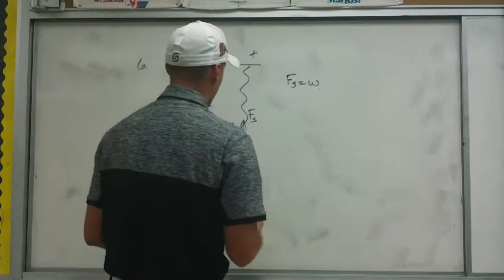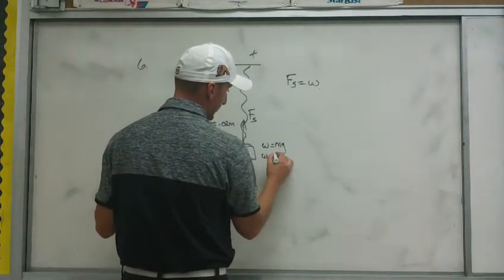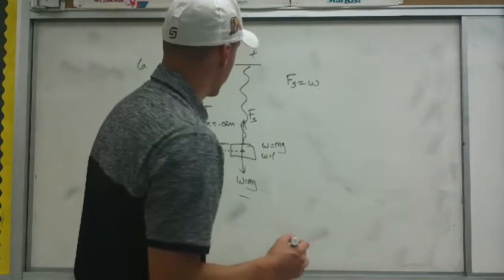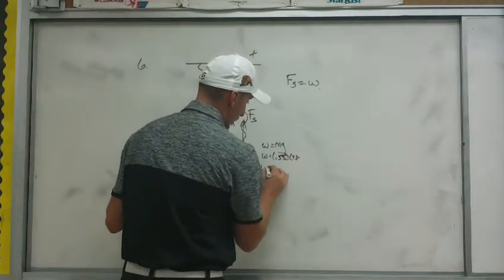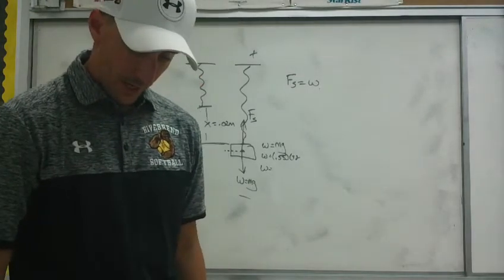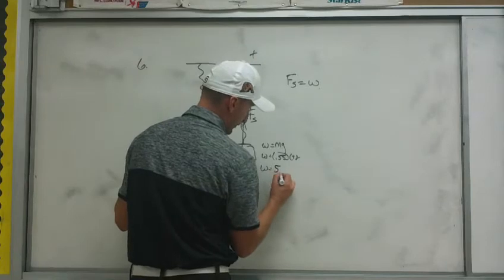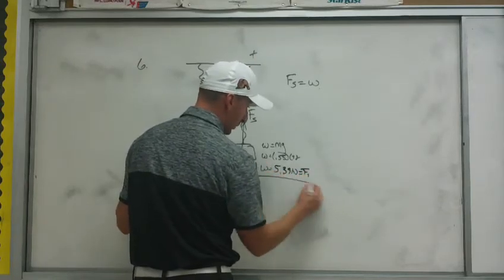So I can calculate weight. Weight is equal to mg. The mass is, what is it? 0.55, it's 0.55 times 9.8. Weight is equal to 0.55 times 9.8. I get 5.39 newtons. That equals your weight, and it also equals the force of the spring.